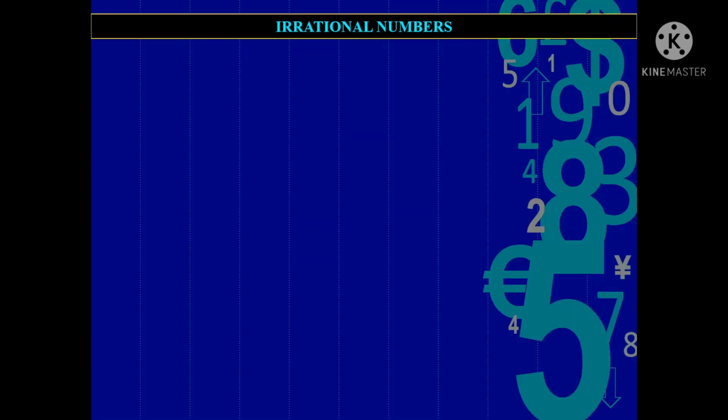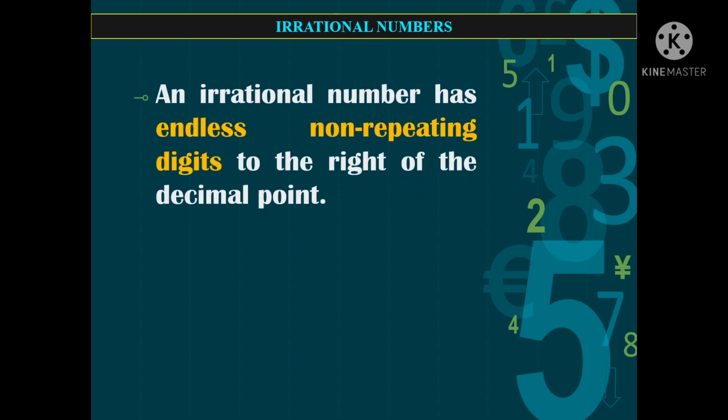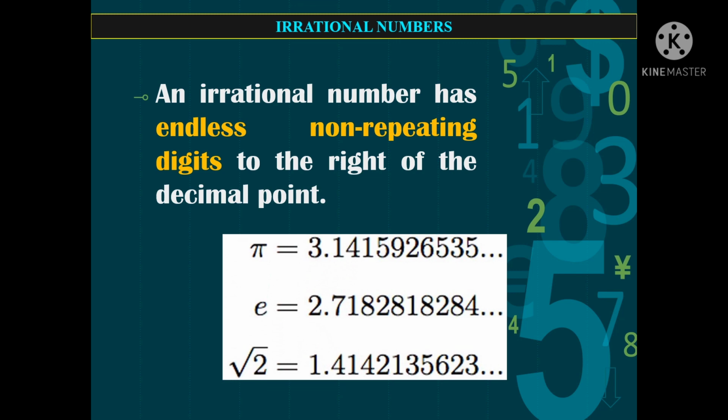Now let's proceed to the second definition. An irrational number has endless non-repeating digits to the right of the decimal point. So we have 3 examples right here. First, we have pi. Pi is equal to approximately 3.14. But beyond 0.14, there are other non-repeating numbers that go on infinitely.